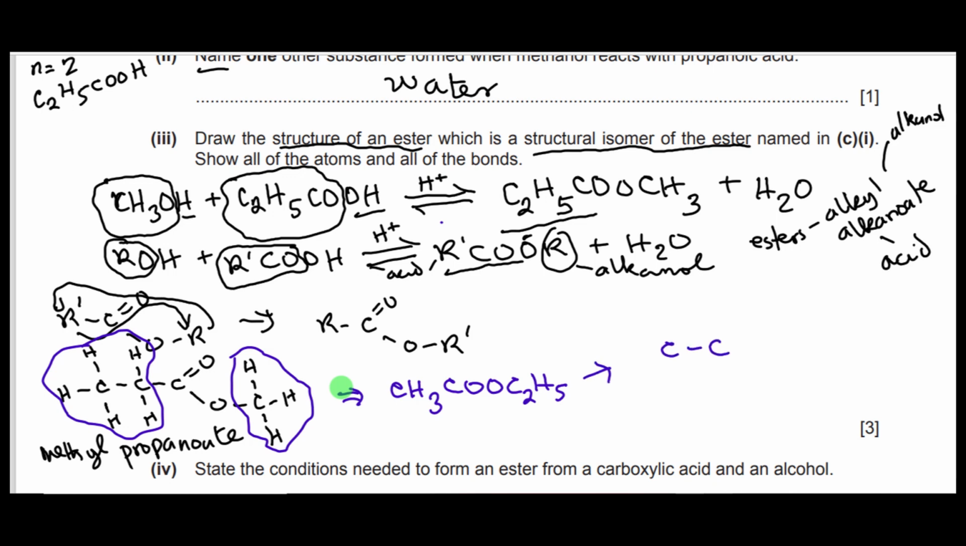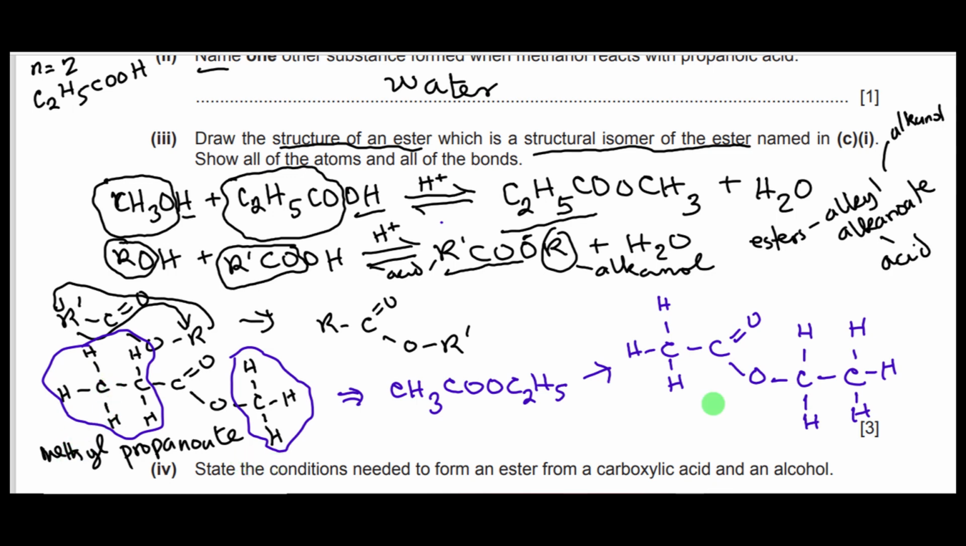The first C here is this. The second C is this. But the second C is doubly bonded to what? Oxygen. Doubly bonded to oxygen and singly bonded to another oxygen here, as seen here. Then this second oxygen is bonded to C2H5. That's C1, 2. And then we complete the hydrogens. Good, so this gives us the isomer of methyl propanoate.